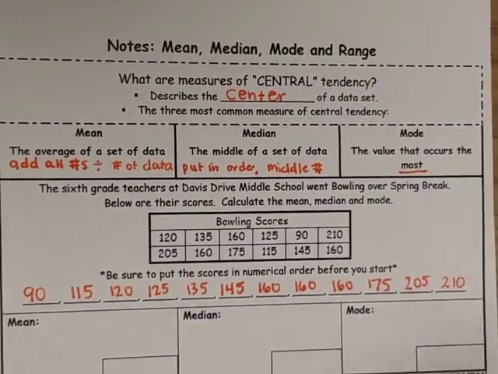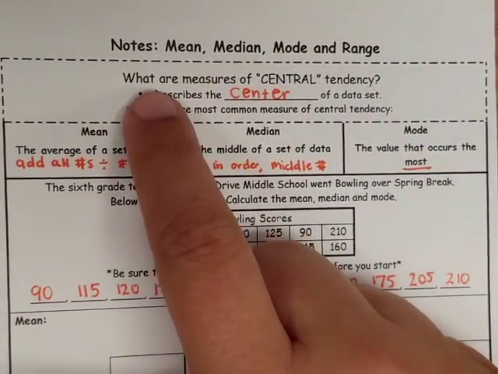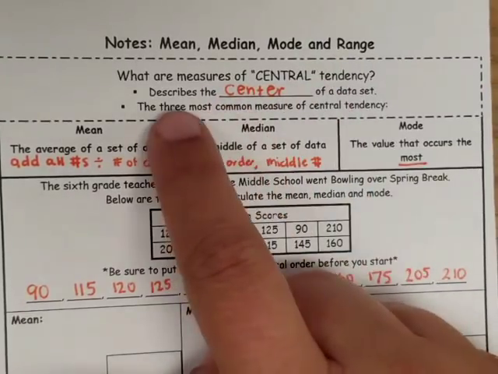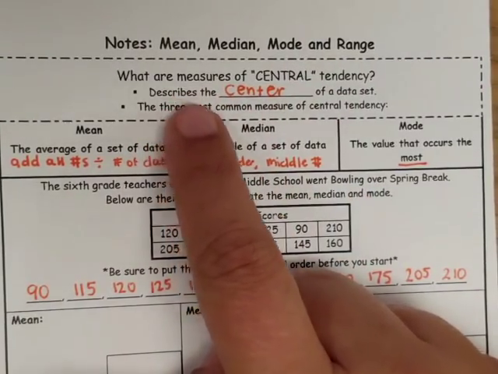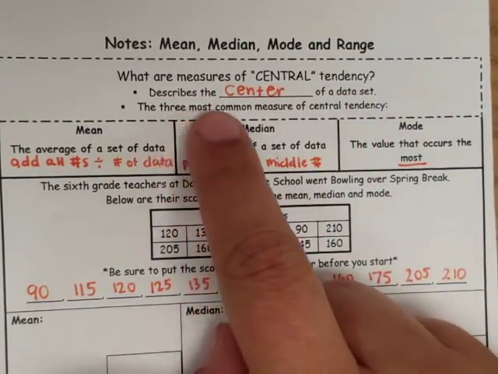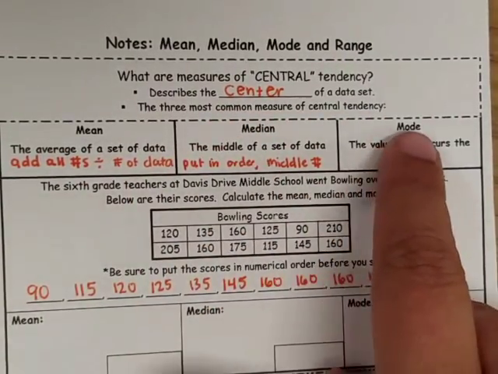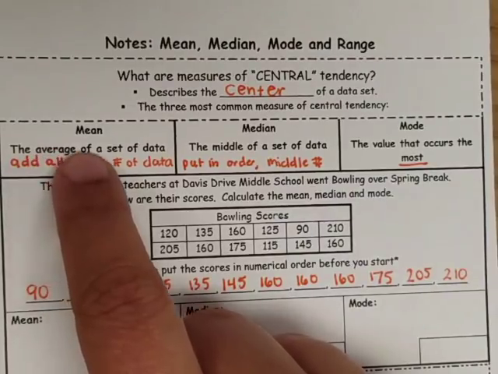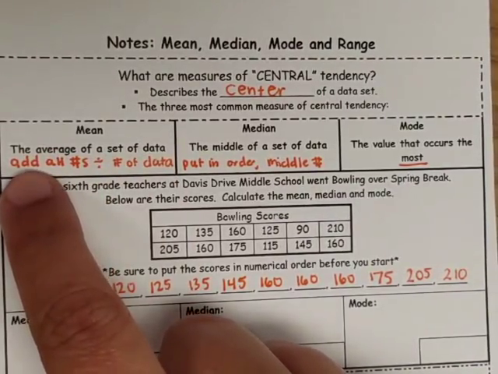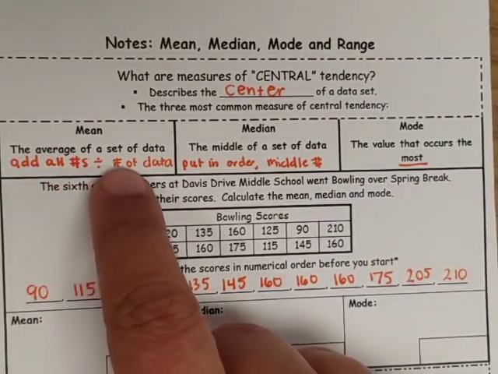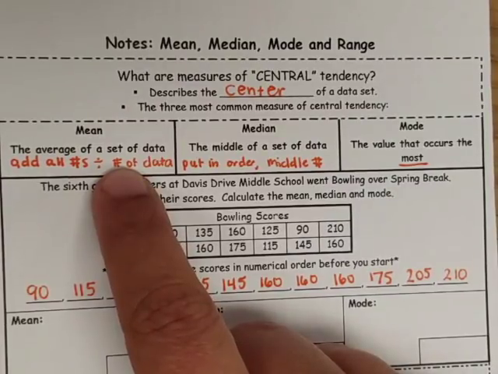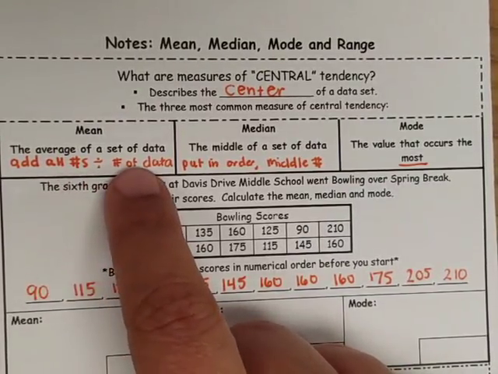Okay. So right here it says, what are the measures of central tendency? The measures of central tendency describe the center of the data, and the three most common measures of central tendency are mean, median, and mode. The mean is the average of a set of data. How you find it is you add all the numbers and then you divide by the number of data. So you find their sum and you divide by how many there are.